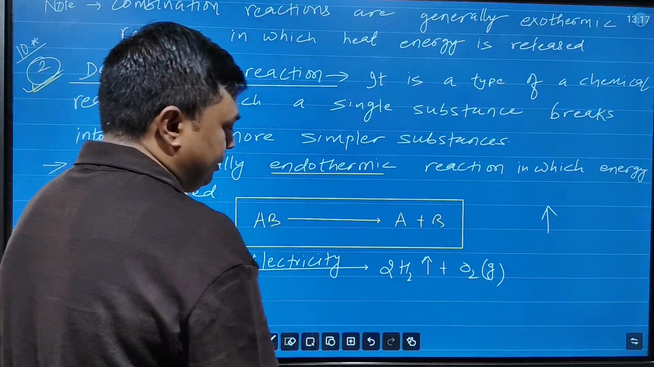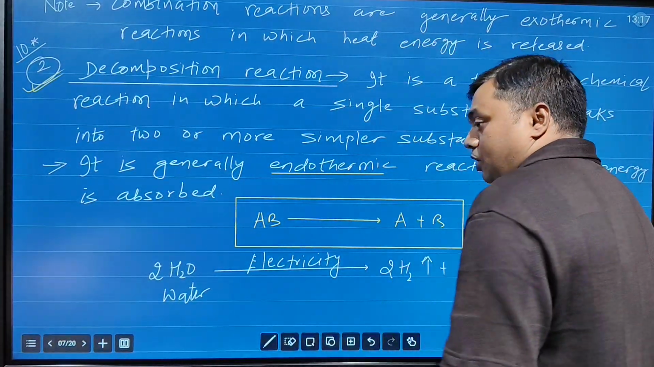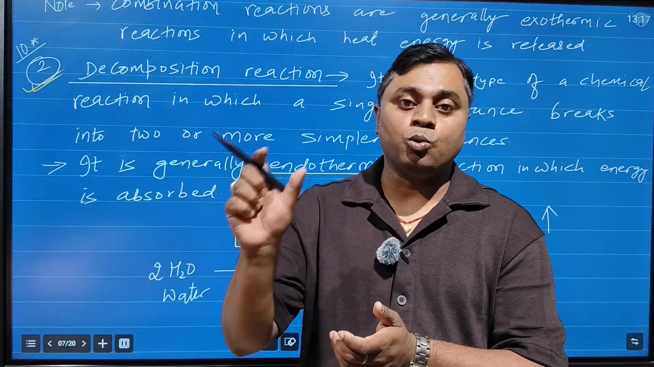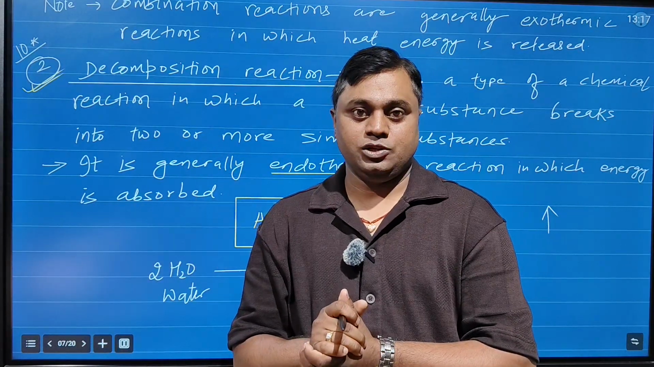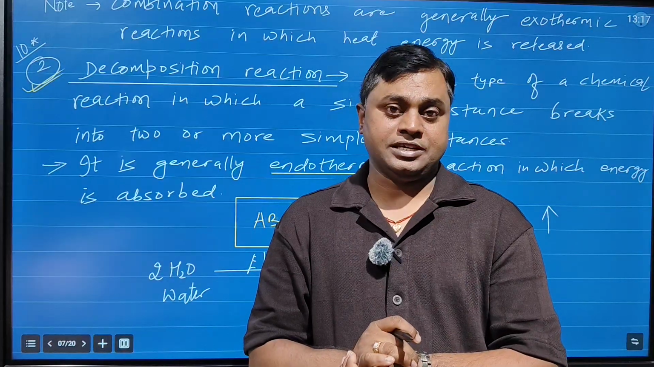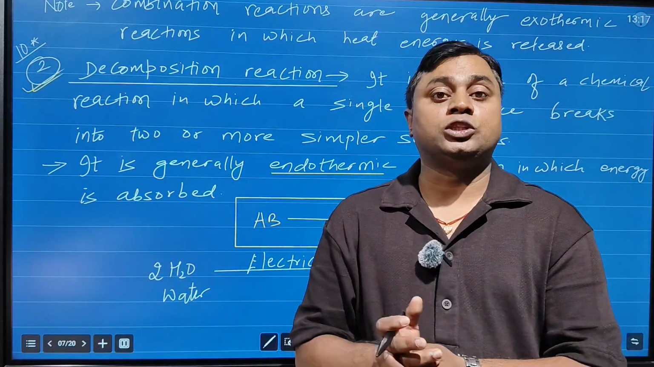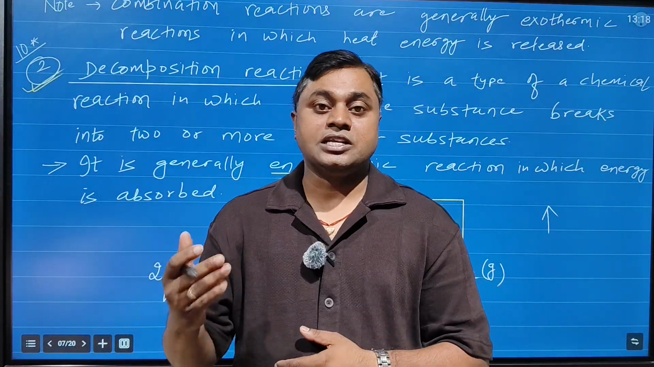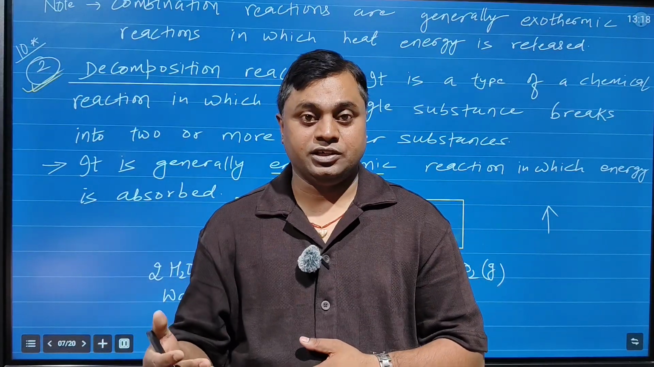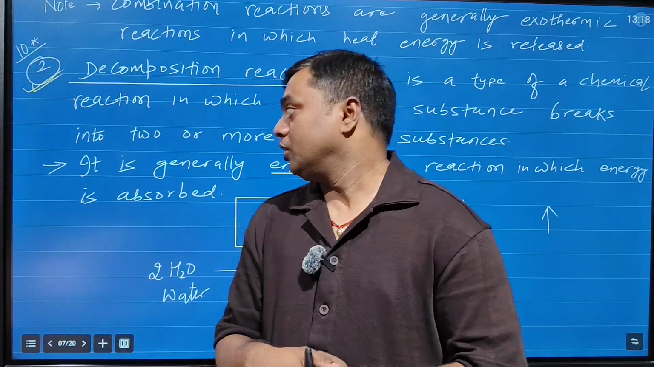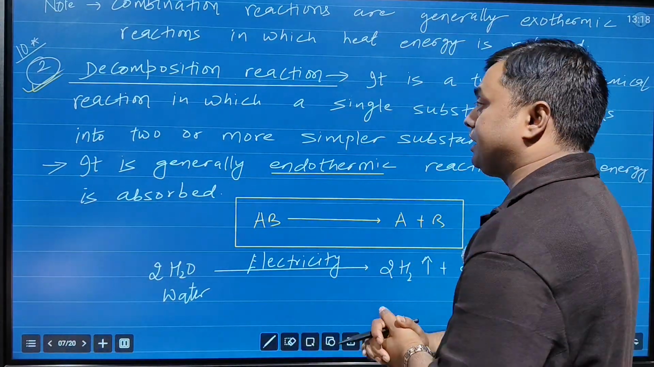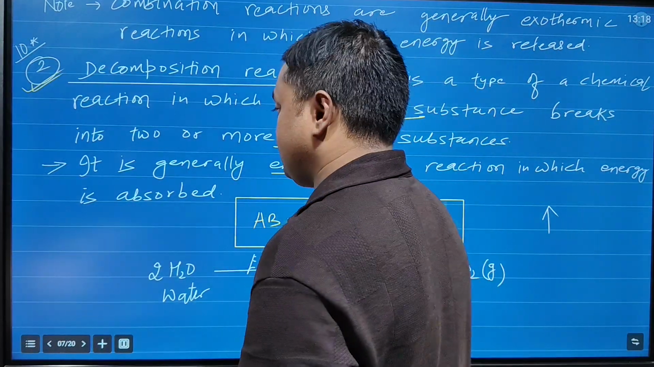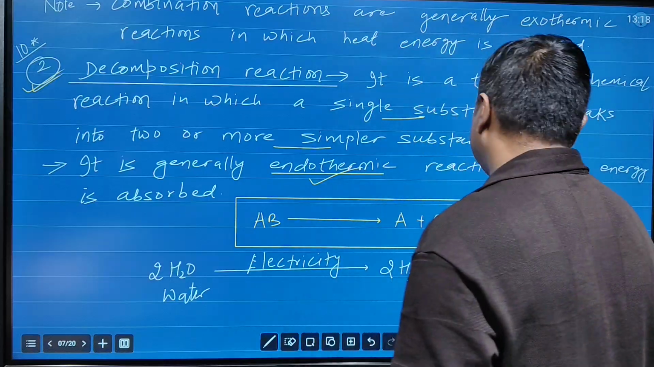Next, decomposition reaction. It's a very, very important topic. It is a type of chemical reaction in which a single substance breaks into two or more simpler substances. It is the opposite of combination, we can say. The nature is endothermic, in which energy is absorbed, in the form of electricity, light, or heat. It is generally an endothermic reaction.